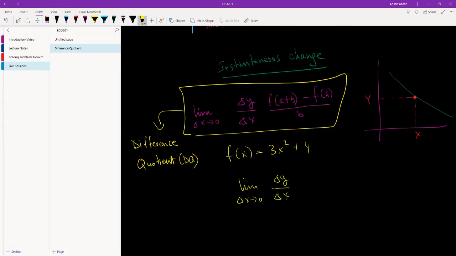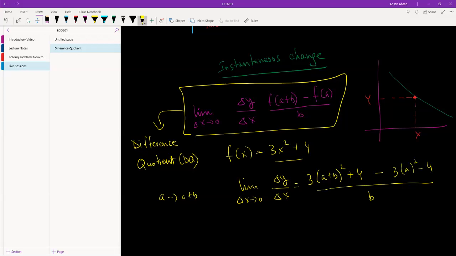So we are imposing a limit that change in x is approaching 0. Therefore, change in y over change in x is equal to, let's write down the formula. Okay. So f(x), and we're moving from a to a plus b. So this formula becomes 3(a plus b) squared plus 4. This is f(a plus b). From this, we subtract f(a), so 3a squared plus 4. This whole thing divided by b. Okay. Let's see what happens. 4 and 4 cancel out.